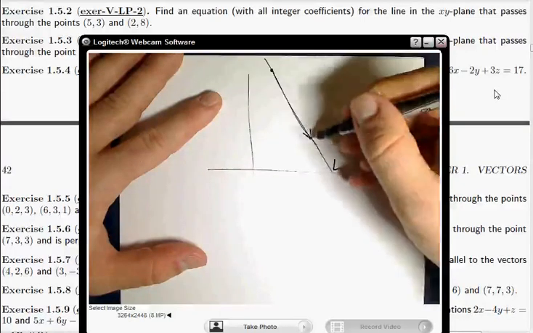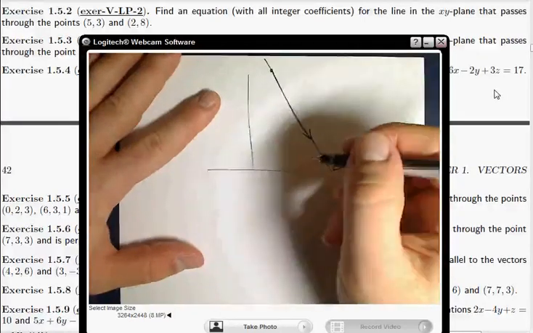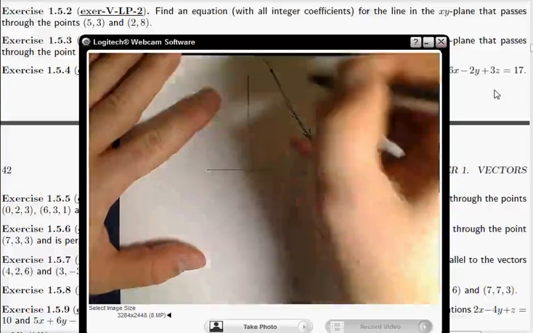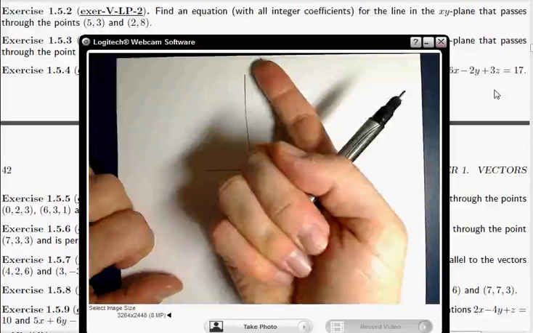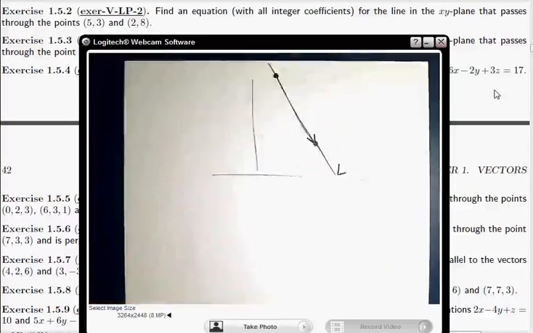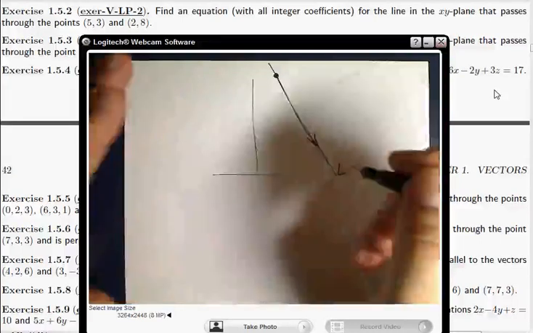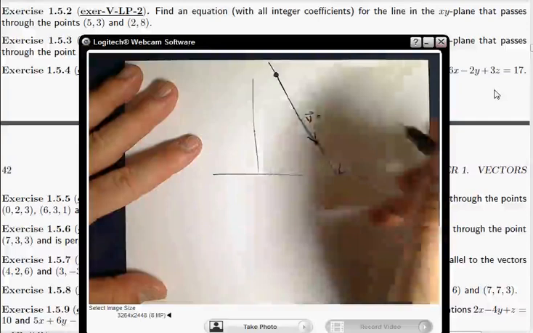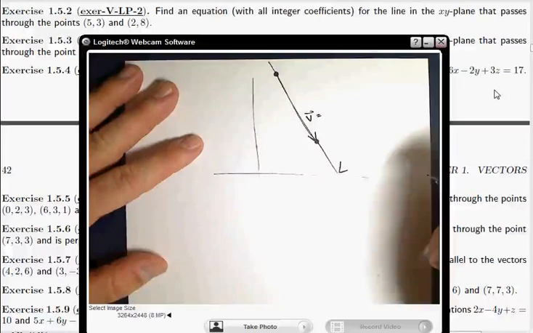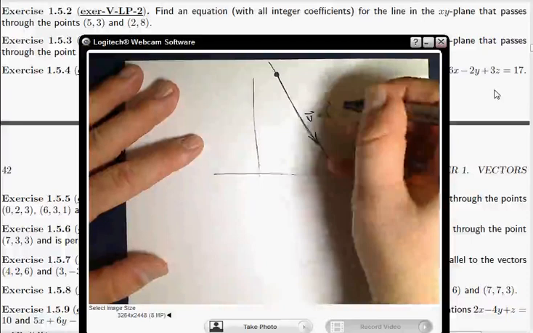Yeah, that's right. No, it doesn't matter. It's a good question, and all it'll do is give you that vector instead of that vector, but they're both parallel, and that's all that really matters. Yeah, in this case. So I'm just going to do it this way arbitrarily, and let's call that vector v, and it's the difference. So let's see. It's (5, 3) minus (2, 8), so it's (3, -5).